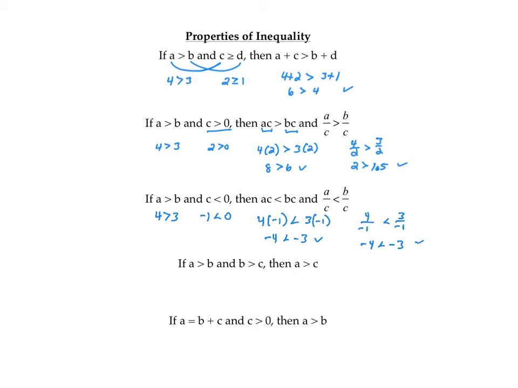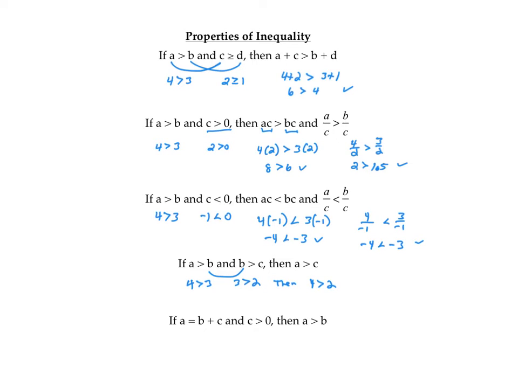Again, still true. And our next property, it says if A is greater than B and B is greater than C, then A is greater than C. Kind of reminds people of the transitive property. So if 4 is greater than 3 and 3 is greater than 2, then of course 4 is going to be greater than 2.